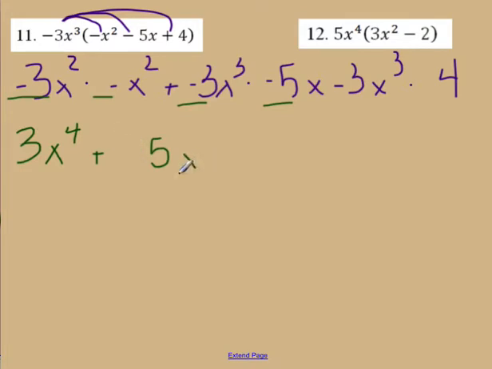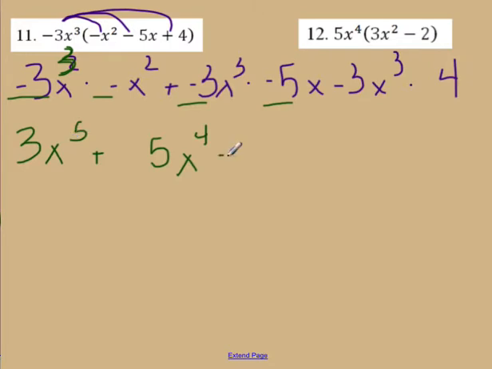X cubed times x to the first is x to the fourth. Oops, this should be x to the third here. So this should be x to the fifth. Hopefully you guys caught that. Okay, so the mistake I made is that this guy right here is supposed to be x to the third, so this should be x to the fifth right there.